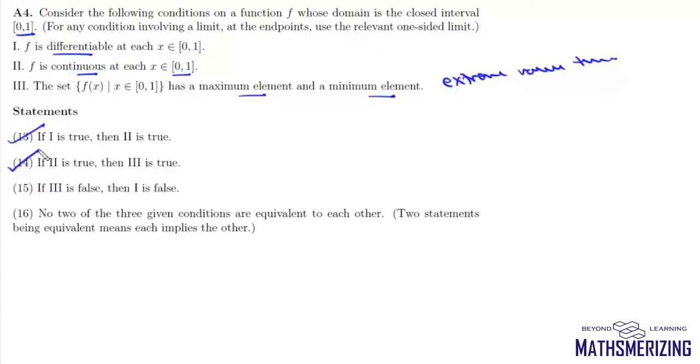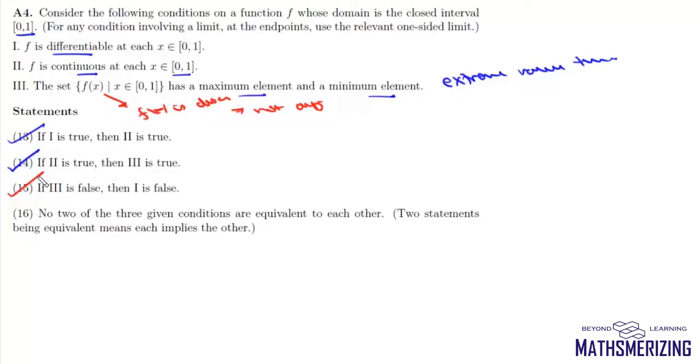Now the 15th is, if third is false, then first is false. When this function f(x) doesn't have a maximum element or a minimum element or both, then basically this function f(x) is discontinuous. And if it is discontinuous, it is not differentiable. So if this third statement is false, that means this function is not differentiable. So if third is false, then first is also false. That means this statement 15 is also correct.